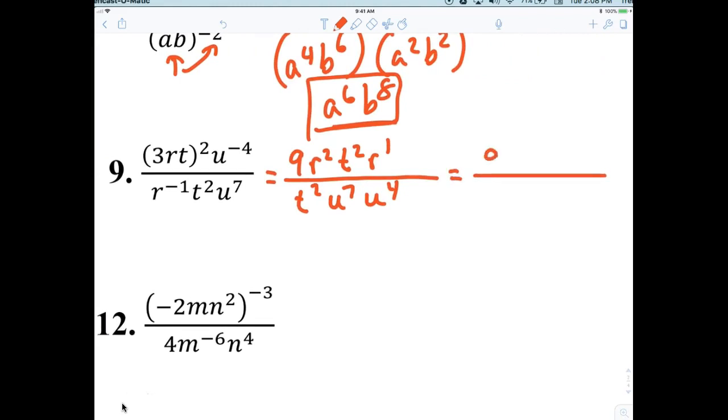Now, 9. How many R's on the top? 3, thank you. There's a 2 and a 1. Sometimes kids say 2, but there's a square into the first. So is everybody okay with that being R cubed? How many T's at the top? How many at the bottom? 2. So they cancel.